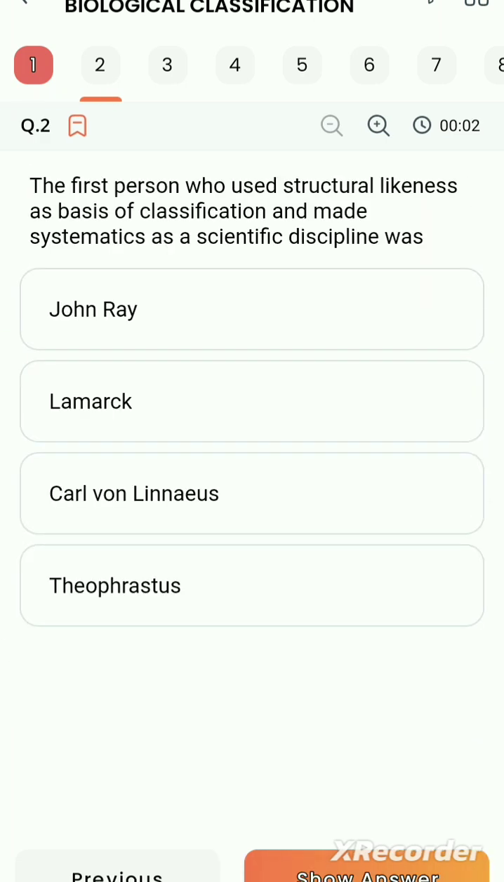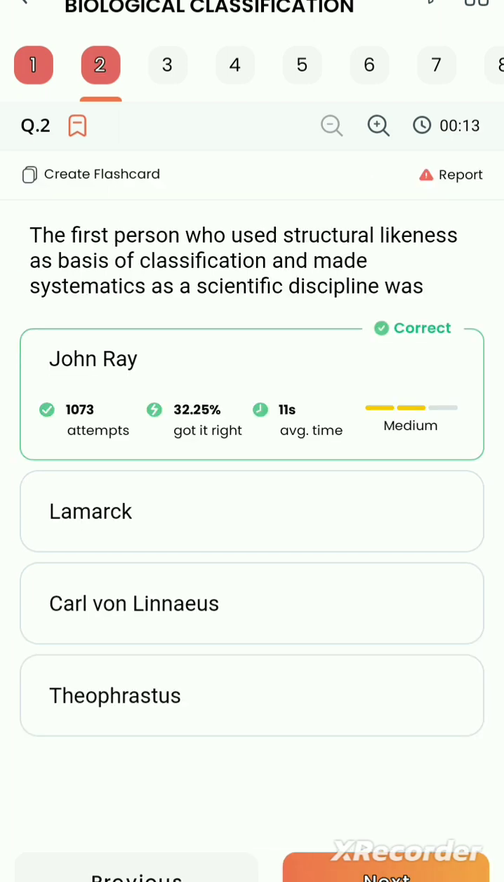Next question. The first person who used structural likeness as the basis of classification and made systematics a scientific discipline was... So, who has made this? The answer is John Gray.